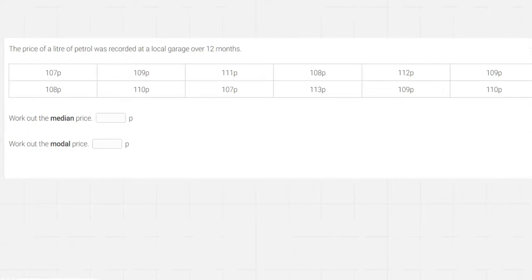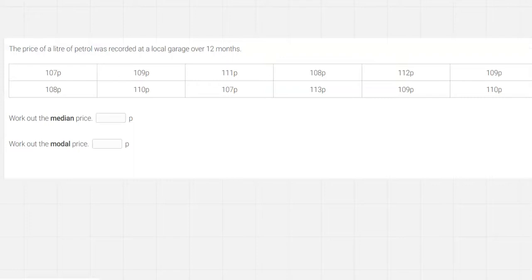Okay, we're going to look at a couple of examples. It's in particular looking at mode and median. Mode is sometimes called modal. So the example is for this table. The price of a litre of petrol was recorded at a local garage over 12 months. So we've got 12 figures there, presumably one for each month, but it's not labelled. The questions ask us to work out the median price and work out the modal price.